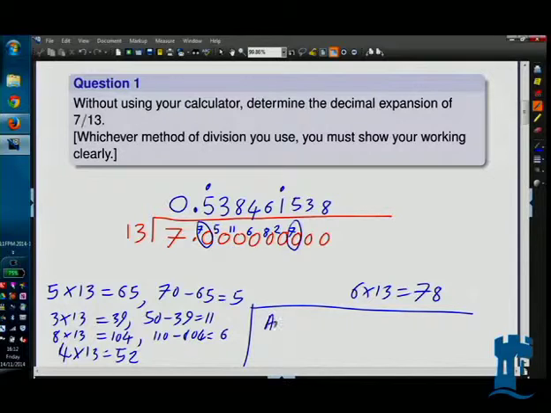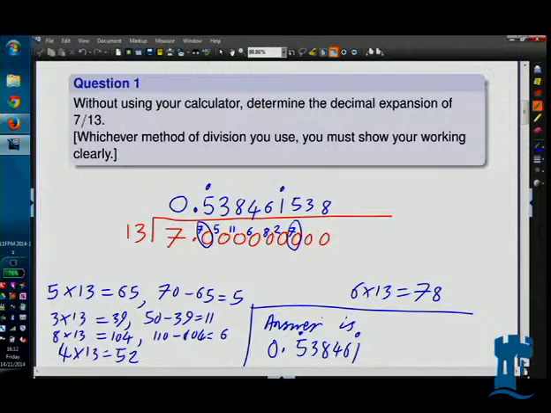So the answer is 0.5384661 recurring. Any questions about that? Long division. If you don't remember how to do long division, you should learn it.